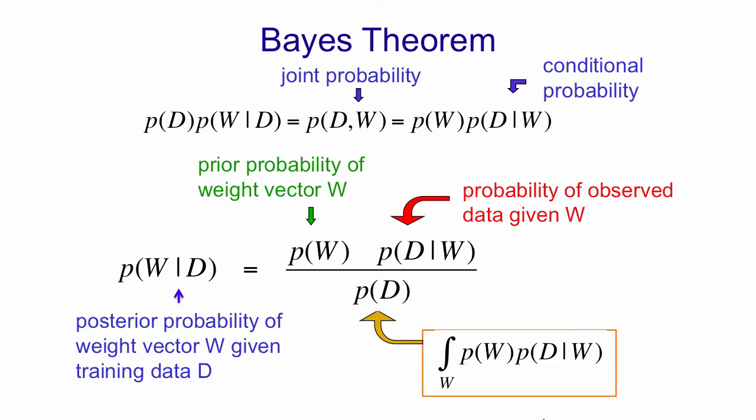Because that p of d has integrated over all possible values of w, it's not affected by picking a particular value of w on the left-hand side. So when we're looking for the best value of w, for example, we can ignore p of d. It doesn't depend on w. The other two terms on the right-hand side, however, do depend on w.